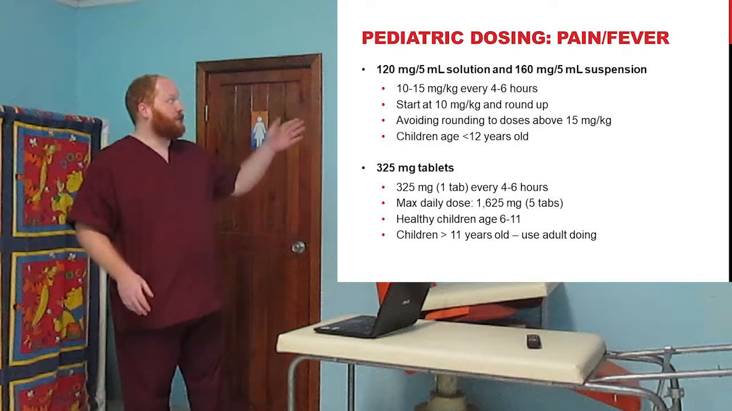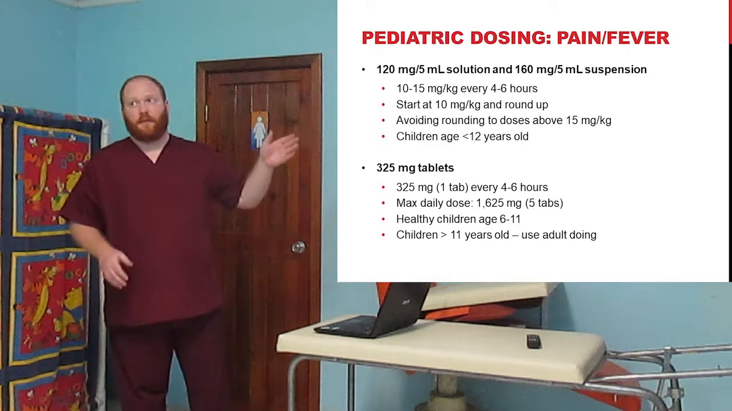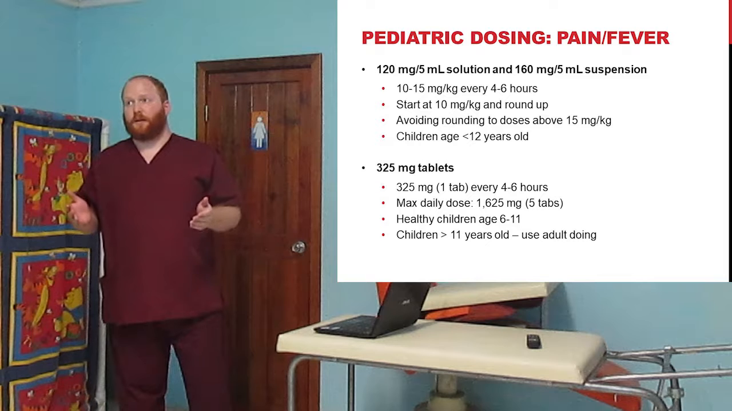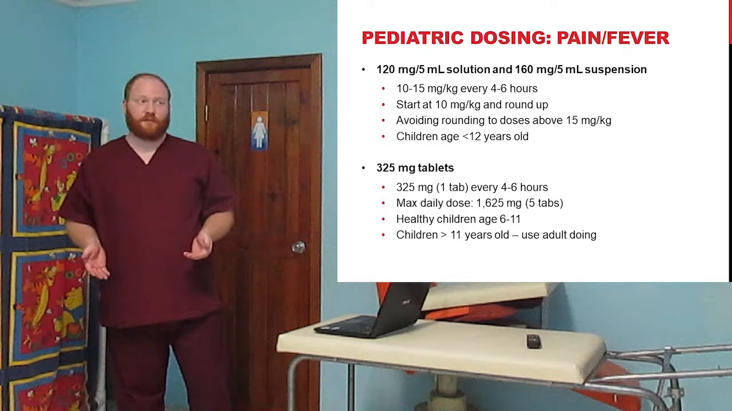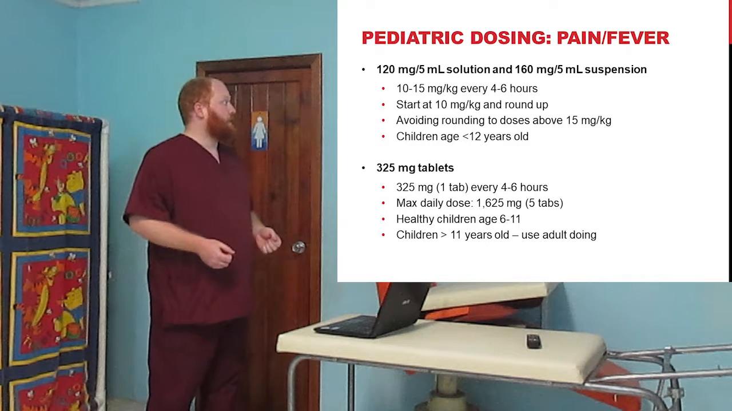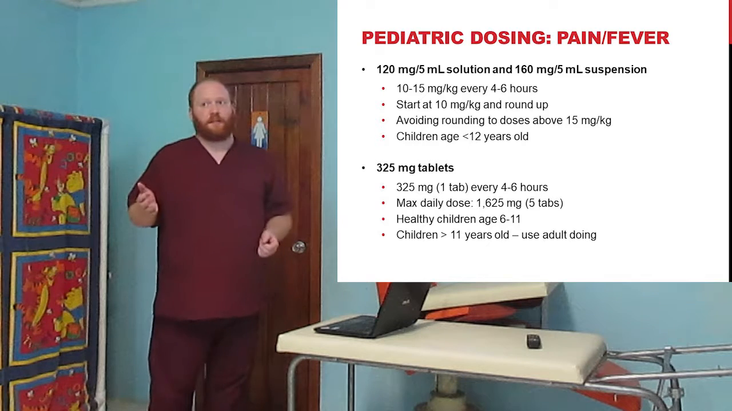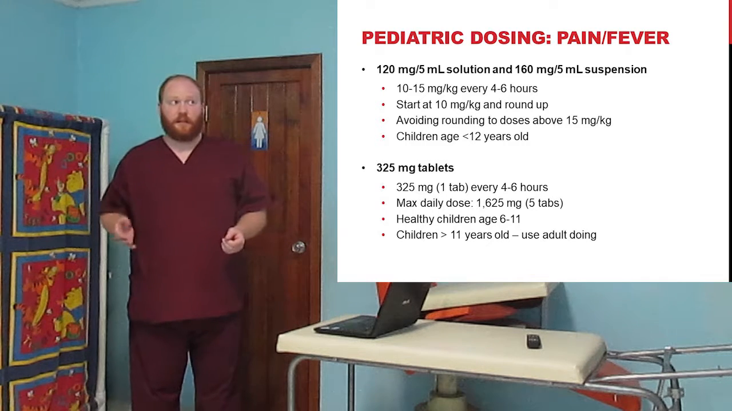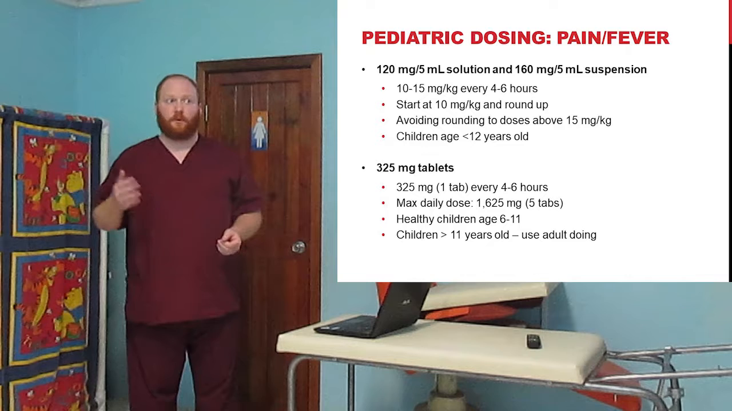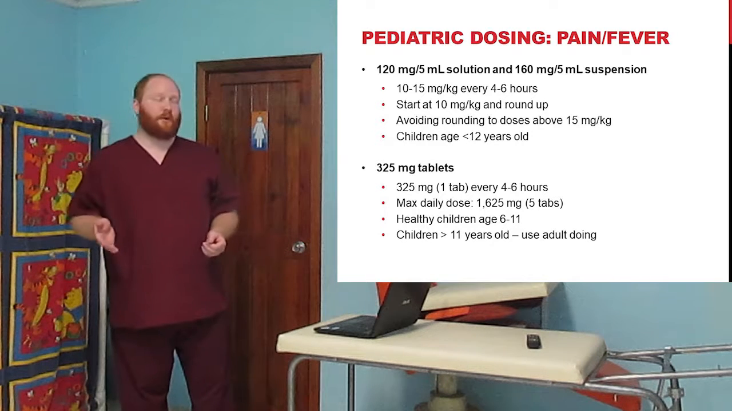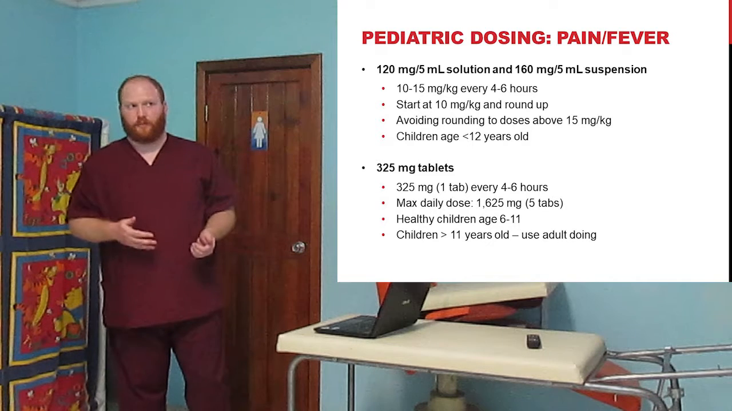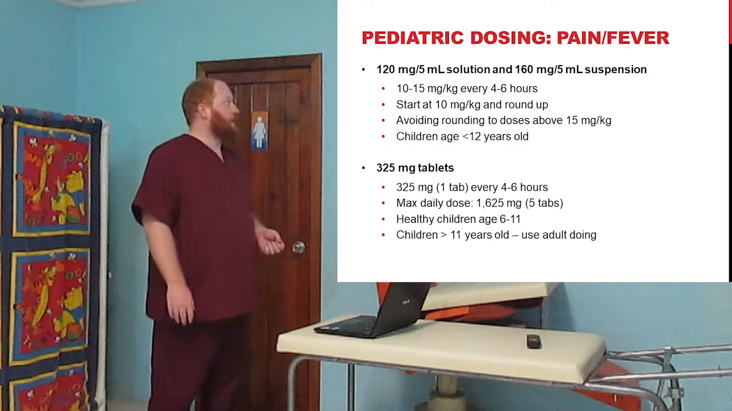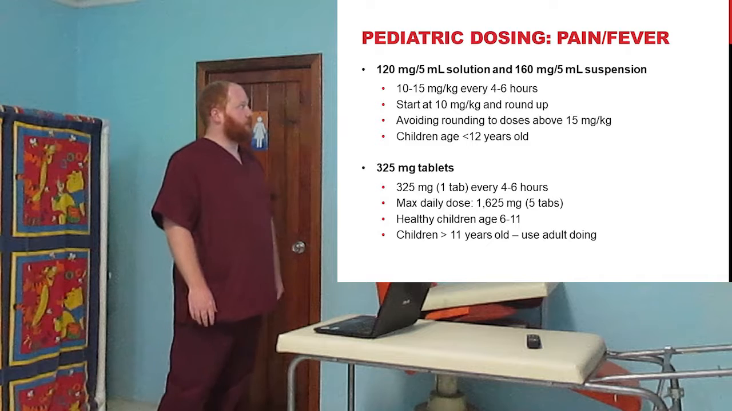So what we do is we start at the 10 milligrams per kilogram and then round up and try to get a certain mL amount that makes the most sense, that we can actually measure, that's easy for the patient to measure. Like I said, going up to 15 isn't really going to produce much more of an effect, and you really don't want to round up over that 15 milligram per kilogram mark. And on the other side, you don't want to round down to below the 10 milligram per kilogram. And like I said, that's for children less than 12.